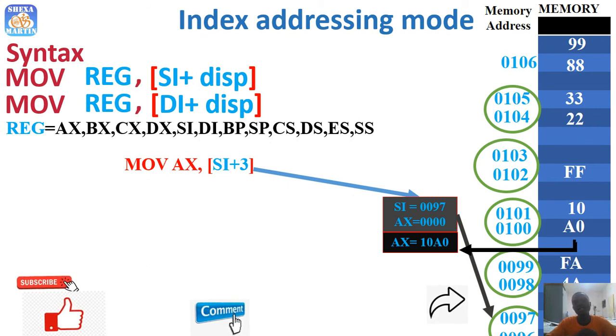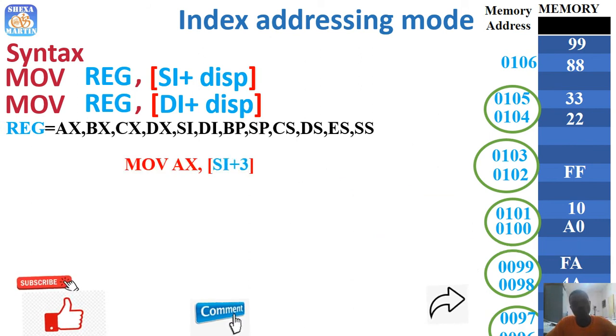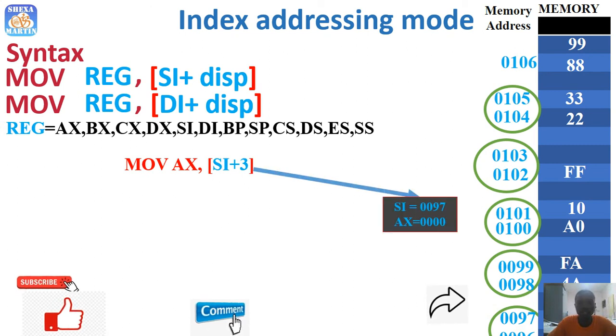You may choose to use only SI, or you may choose to use only DI without displacement, like we did in one of the previous lectures. I think it's the first one. So check again what happens. This is an instruction. SI has got a certain value, which is 0097, and 0097 is having 40. 40 is not the one that is being moved into AX. What is happening is that we now want to add three more steps in the positive direction. The first step, we get to 0098, 0099, and then the third step gets us to 0100, and we move the value at that address to AX.